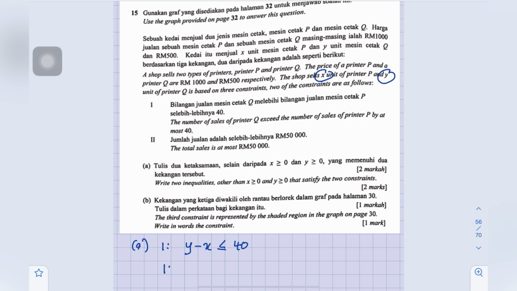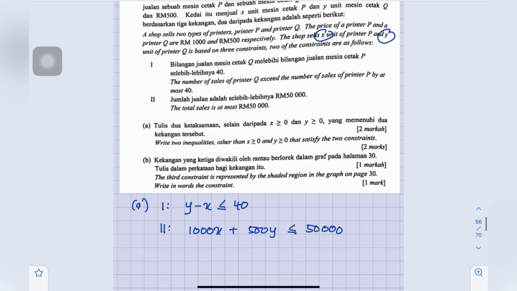Okay, for the second statement, the total sales is at most RM 50,000. For printer X, 1,000 ringgit. For printer Y, 500 ringgit. Okay, at most, so less than or equal to 50,000. Okay, so this one actually we can simplify. Divide by 500. So 2x plus y less than or equal to 100.